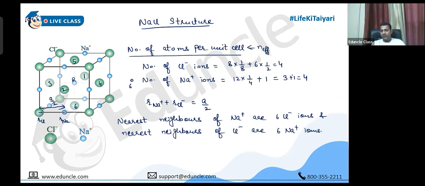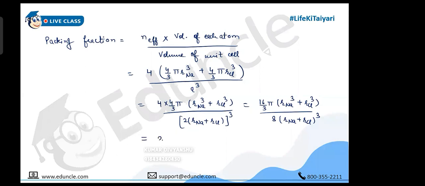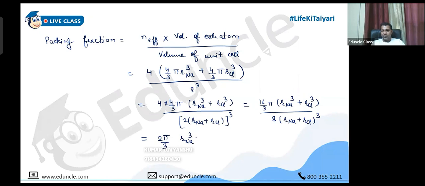And there are 4 of them, 4 of each type. So that's why I have calculated the volume of 4 sodium and 4 chlorine. If you multiply this with this, it will become the volume of 4 chlorine. Clear? So this will become 2 pi by 3 R sodium cube plus R chlorine cube, by their whole cube. So this is the formula.